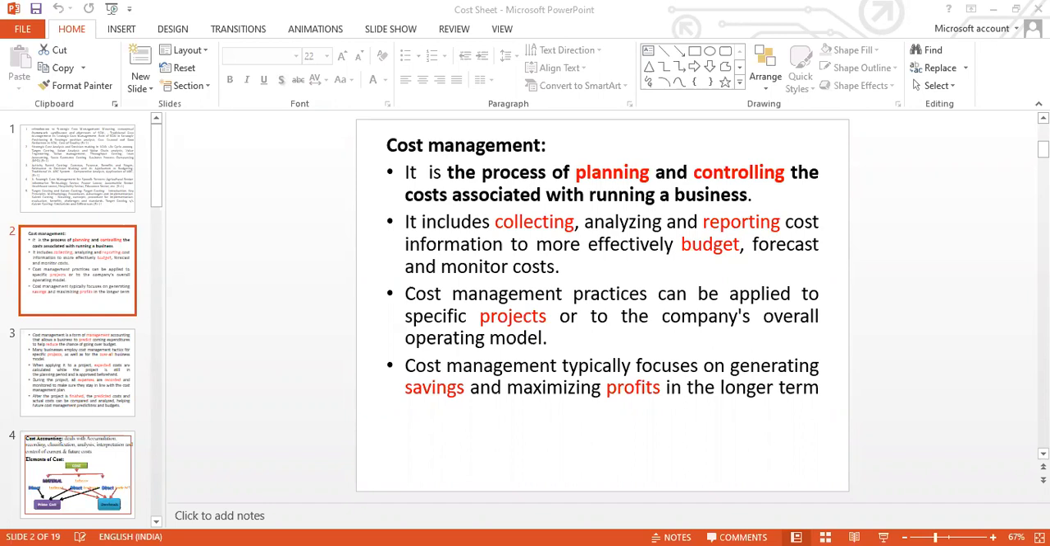So basically cost is classified under 3 categories. Your first category is material, then labor and expenses. Material consists of direct material and indirect material. Labor consists of direct labor and indirect labor, and expenses consists of direct expenses and indirect expenses. Now all direct comes together, that is direct material, direct labor and direct expenses.